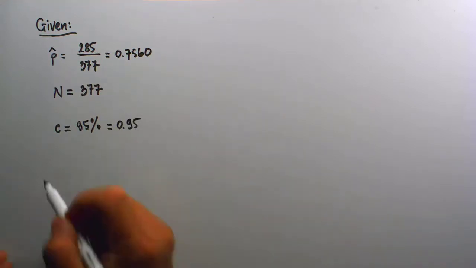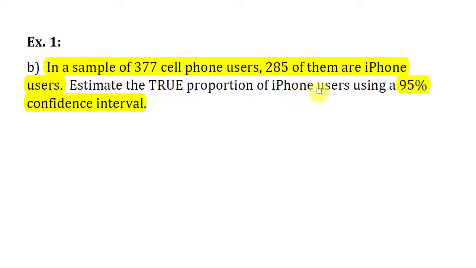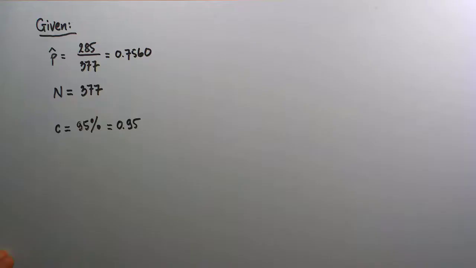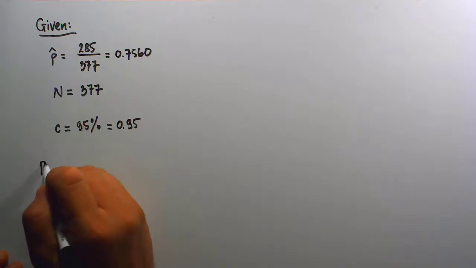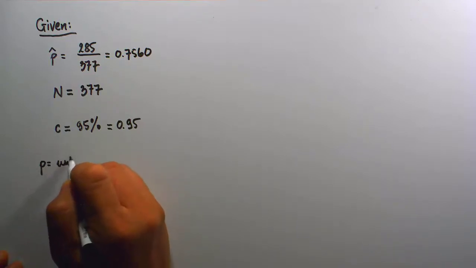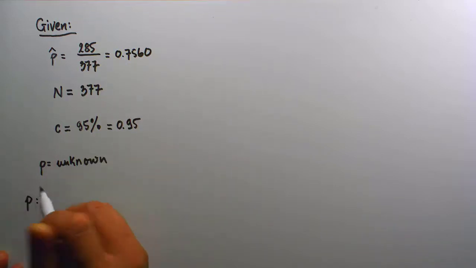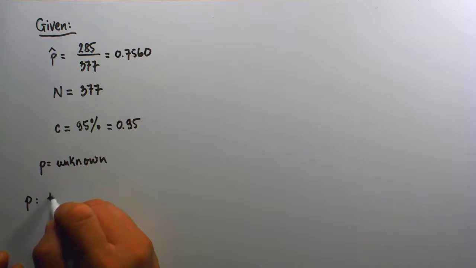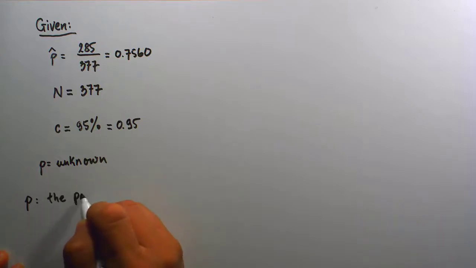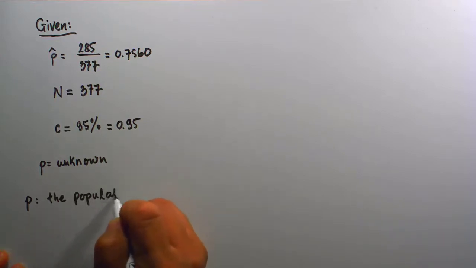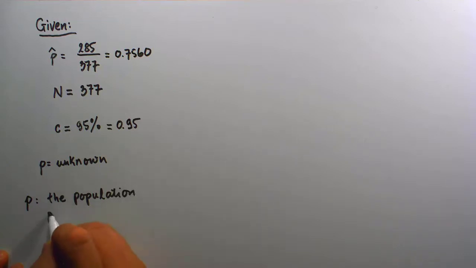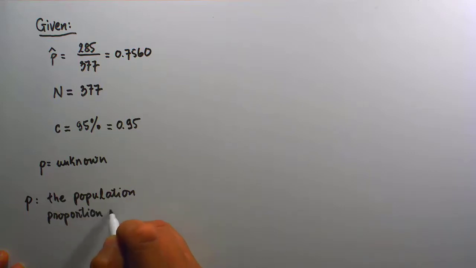And so, of course, the true proportion of iPhone users that we are estimating right now, once again, P, is unknown. It's the unknown population proportion. And what does P mean? P means the population proportion of iPhone users.